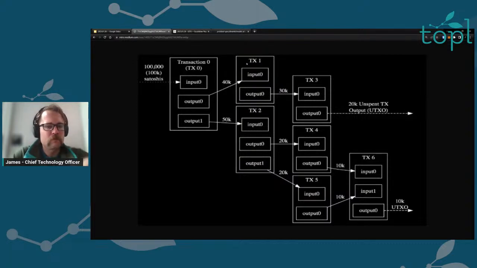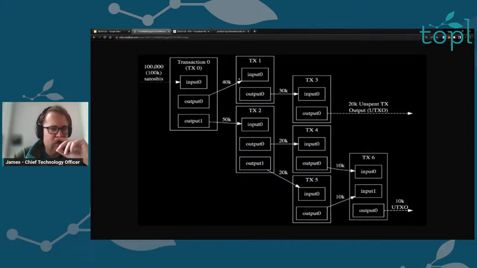Okay, but back to this picture. All right, so we have several different transactions here. We have 1, 2, 3, 4, 5, 6, 7, if we say with a 0 index. And really the only UTXOs in this whole diagram are transaction 6 output 0 and transaction 3 output 0, right? Because those are the only two things in this diagram that aren't consumed within this diagram.